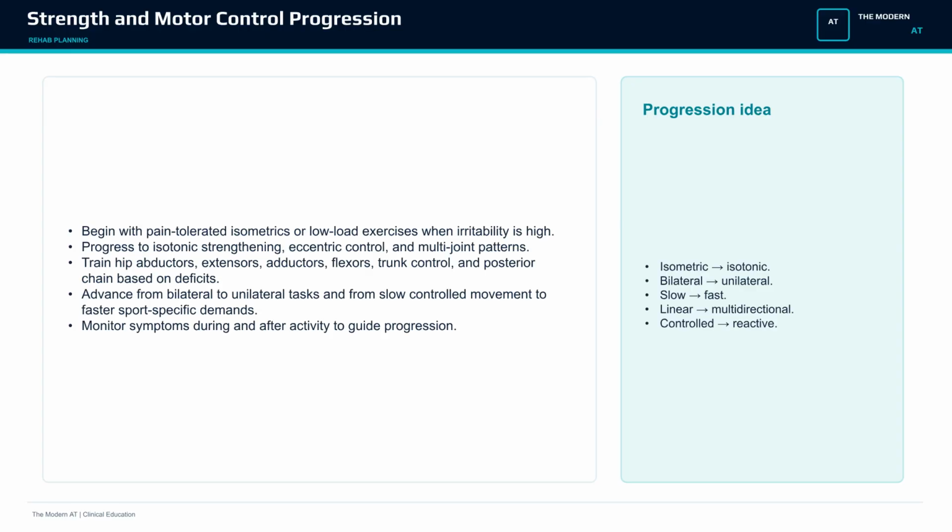Train the specific deficits: hip abductors, extensors, adductors, flexors, posterior chain, and trunk control as needed. Progress from bilateral to unilateral, slow to fast, linear to multidirectional, and controlled to reactive. Use the athlete's symptom response during and after loading to decide whether to progress, hold, or modify.